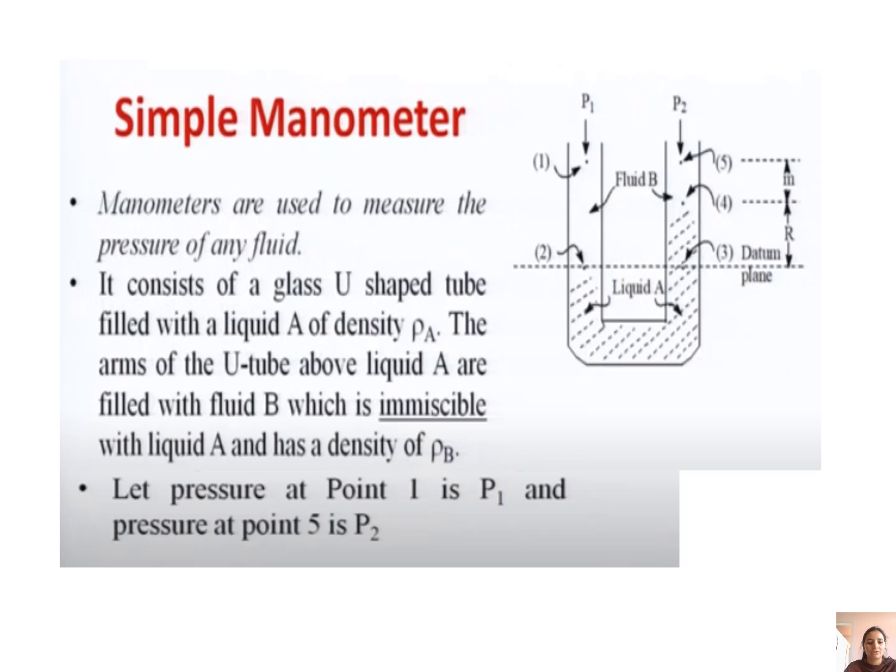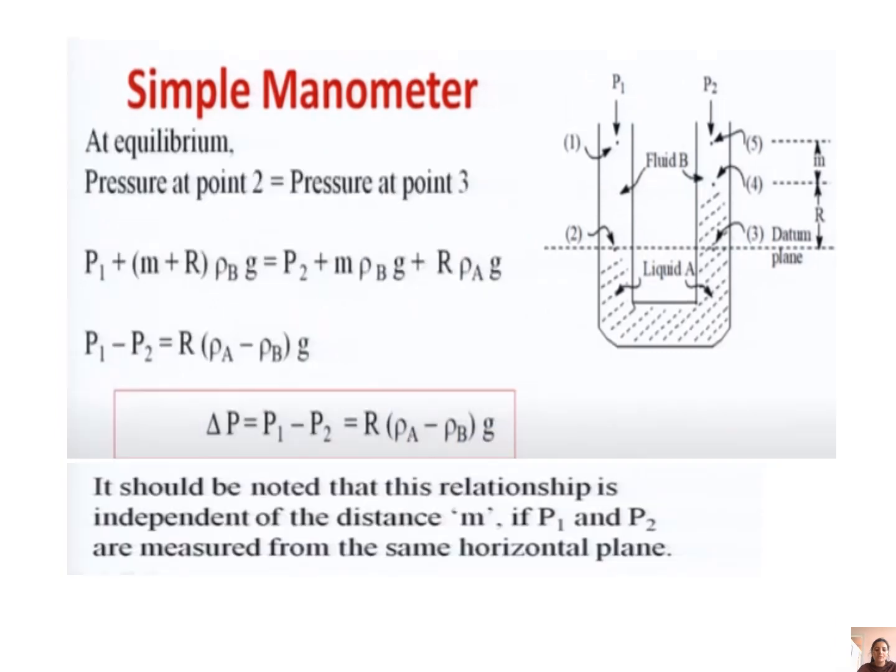Manometers are used to measure the pressure of any fluid. It consists of a glass U-shaped tube filled with a liquid A of density rho A. The arms of the U tube above liquid A are filled with fluid B, which is immiscible with liquid A and has a density of rho B. Mainly we take a U-shaped glass tube, then take two fluids, fluid A and fluid B, that are immiscible in nature, and check the pressure differences at different points. Let the pressure at point 1 be P1 and the pressure at point 5 be P2.